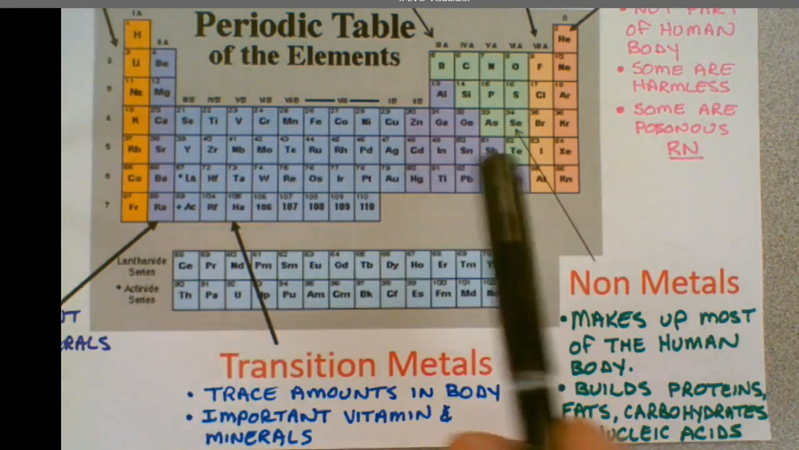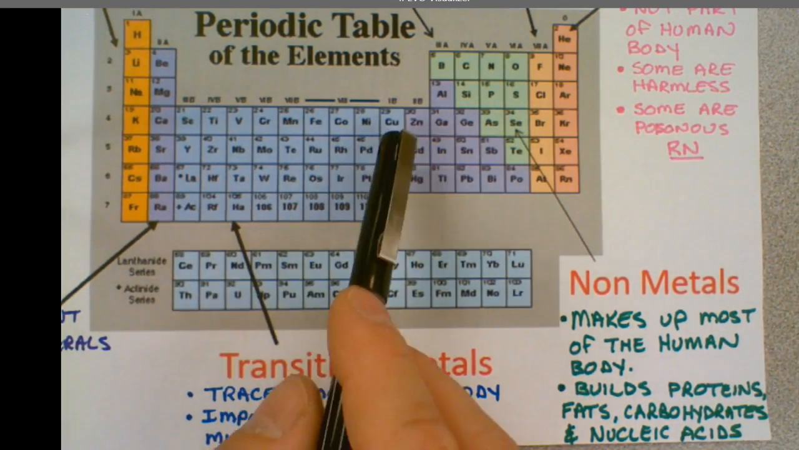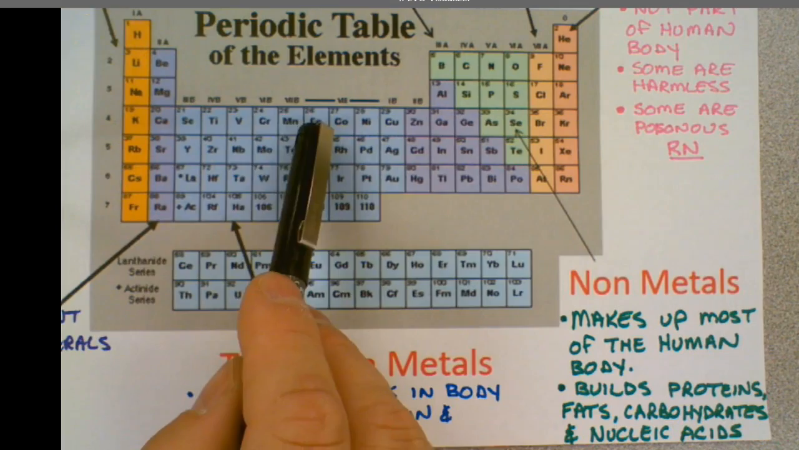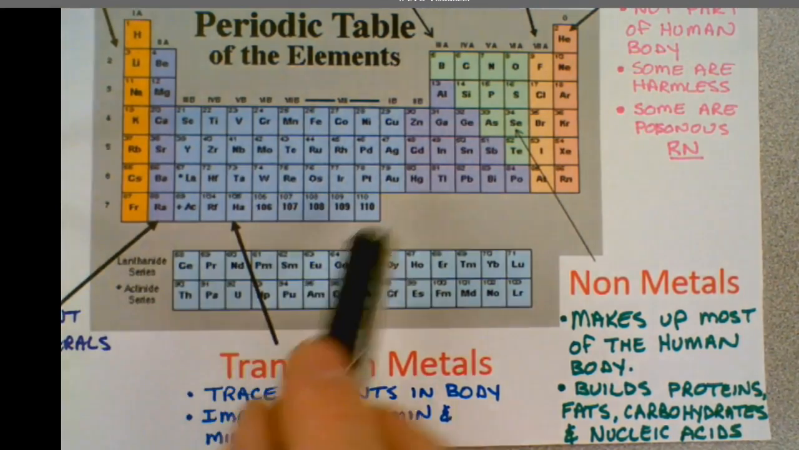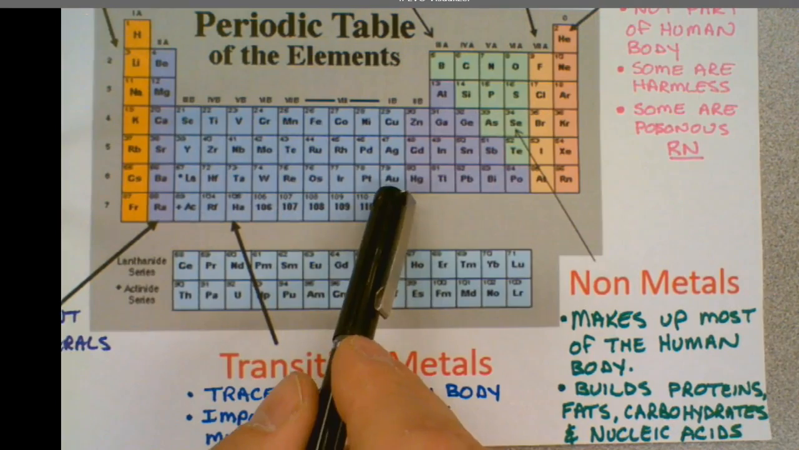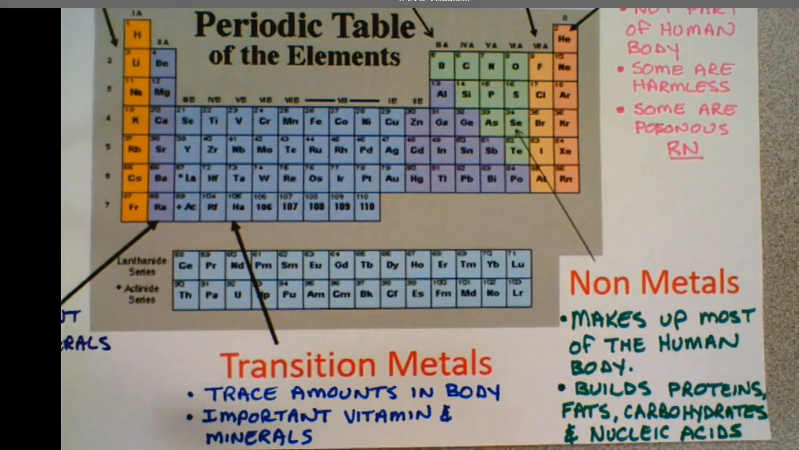And you probably have seen on your multivitamins that you need copper and iron and manganese and some of these other ones. We even have trace amounts, little small amounts of gold in our body. Not very much, just little amounts.